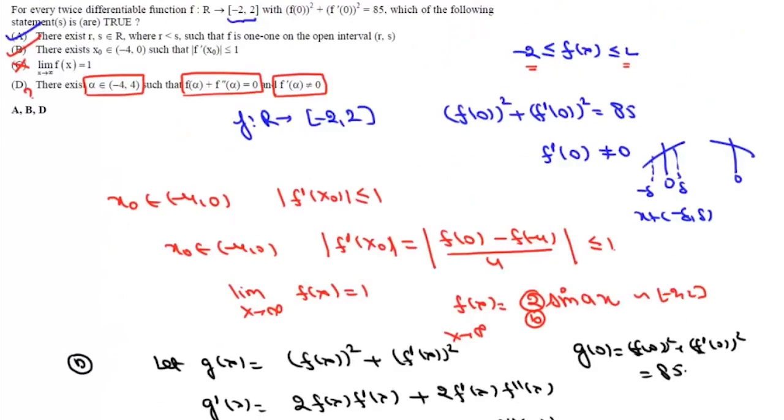That means this option D is also correct. So the correct options are A, B and D.